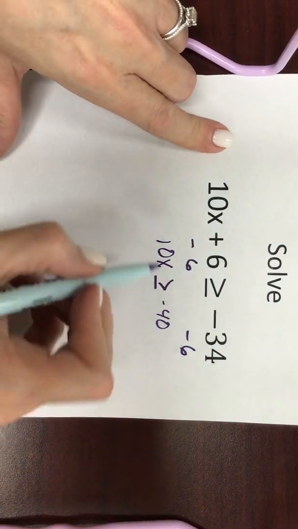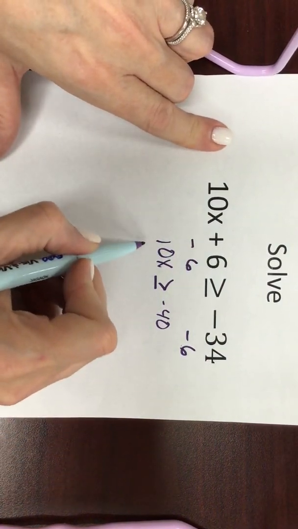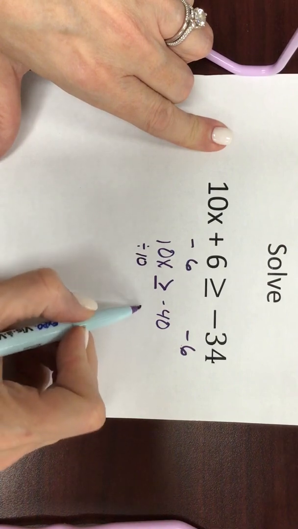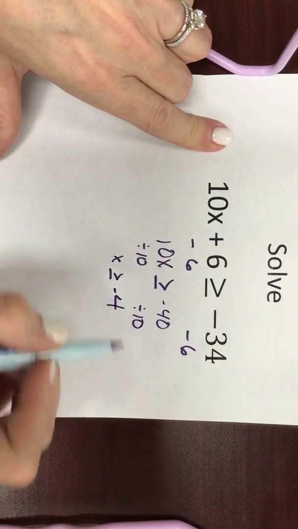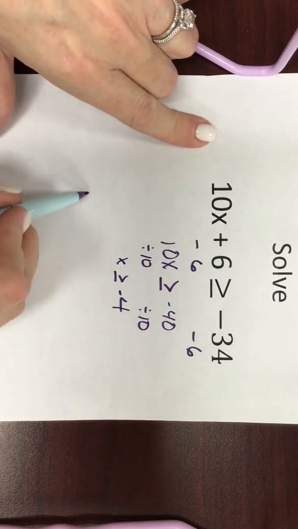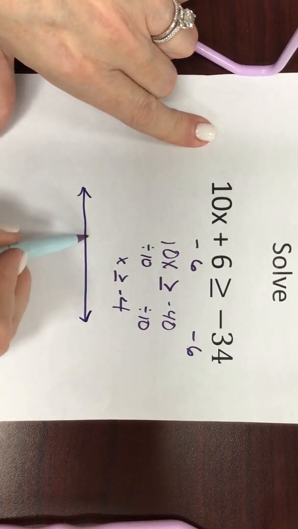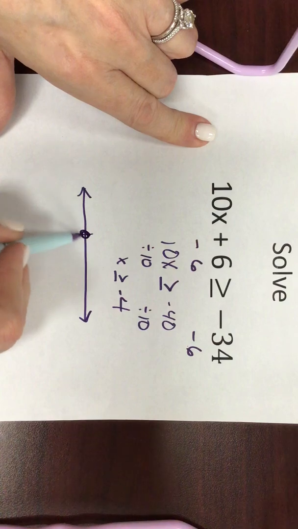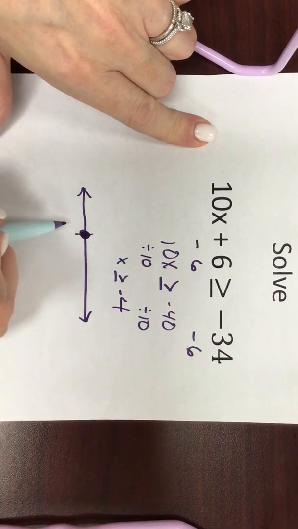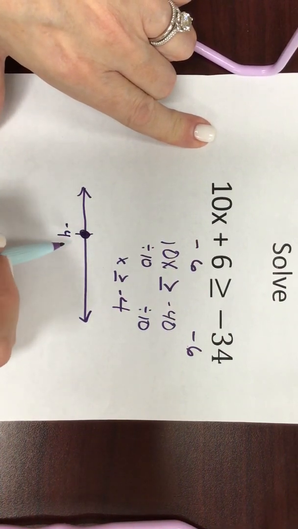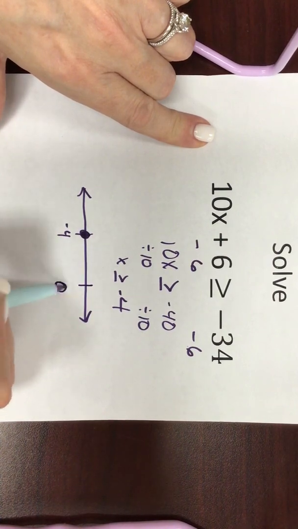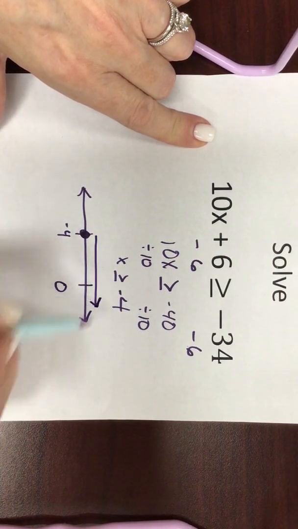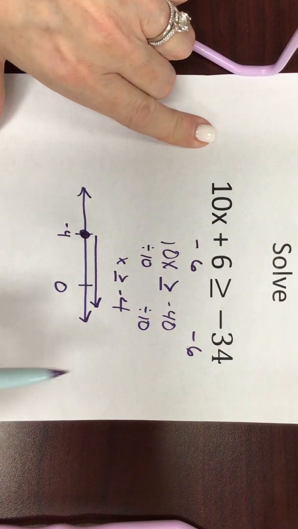Bring down what's left. Since it's 10 times x, you're going to do the inverse, which is division. Now, to graph this, that would be a closed dot because it's greater than or equal to, so it can be equal to there. And if the numbers are greater than negative 4, like 0 would be greater than, so that's why you shade that to the right.